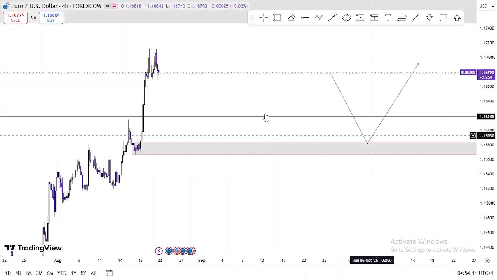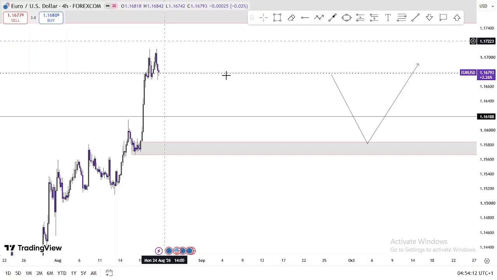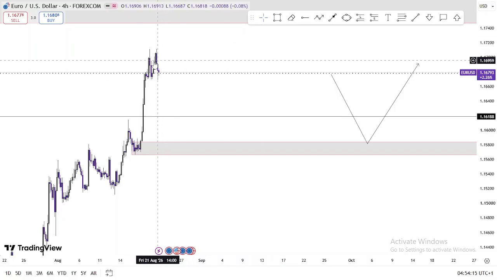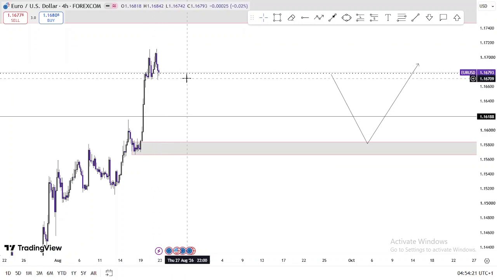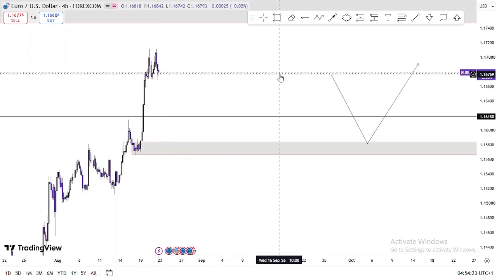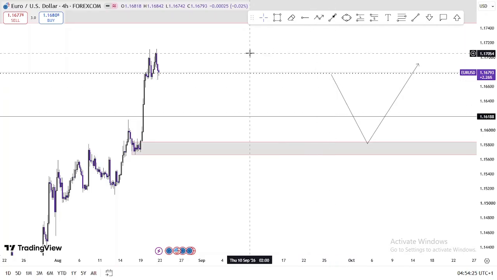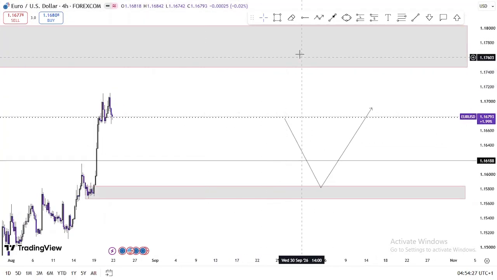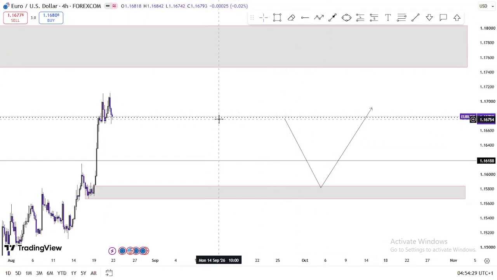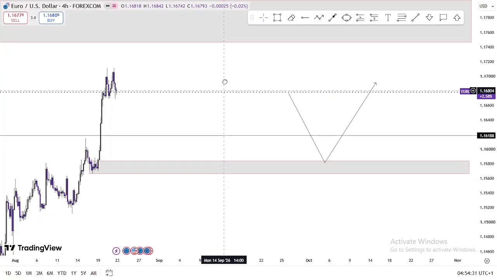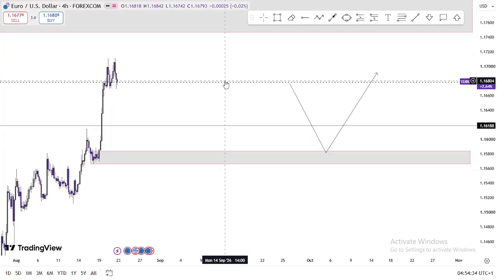So yeah, on Euro USD, waiting for pullbacks, we are seeing these early signs of depletion and early signs of the beginning of the pullback. So we should be looking for pullbacks first before looking for continuation trades back to the supply area here. So yeah, that's what I am looking for on Euro USD.